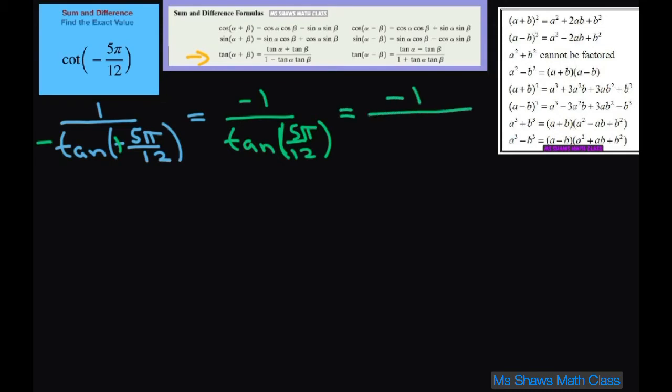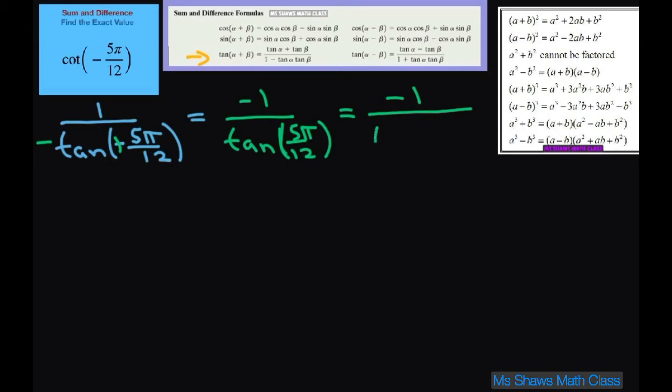Since tangent is an odd function, I can pull this negative out and write this as negative 1 divided by tan of 5 pi divided by 12. Make it a little easier. Remember your odd functions, you can pull the negative out front. And then I have to split this up, so I'll split it up with something in quadrant 1.